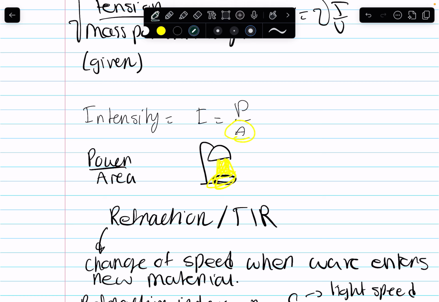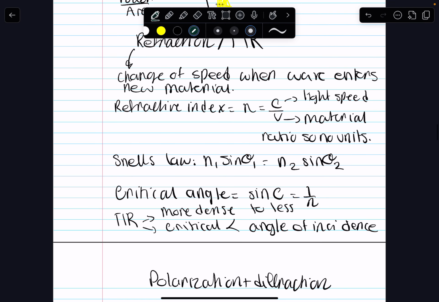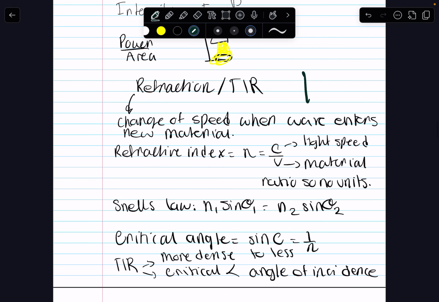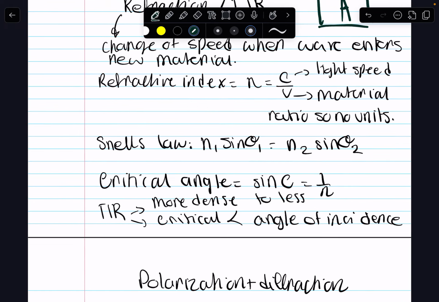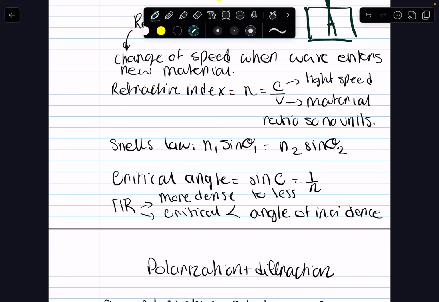Then we have refraction and total internal reflection. So change of speed when a wave enters a new material is refraction. So basically, if you have a glass, the wave would go faster in air than it would go in the glass, so it would get closer to the normal. So this theta would be smaller than this theta. And the opposite thing again, if it's going from a more dense to a less dense material, it increases the speed because it's easier to travel. Then you have refractive index, again given in the data booklet.